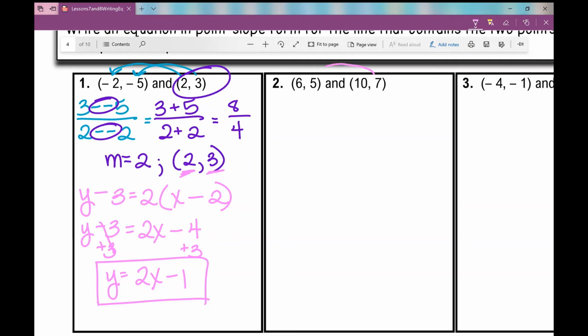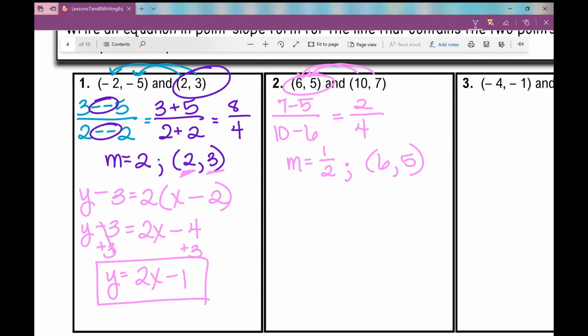So 7 minus 5 over 10 minus 6. That's easy. What's 7 minus 5? 2. 10 minus 6 is 4, which means my slope is 1/2. And now I'm going to pick a point. Which point would you pick? Well, I would pick this one right here, (6, 5). And it doesn't matter which one you pick, you'll end up getting the same answer as I do.